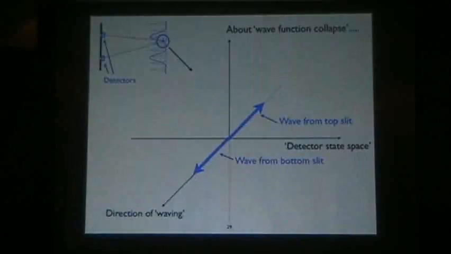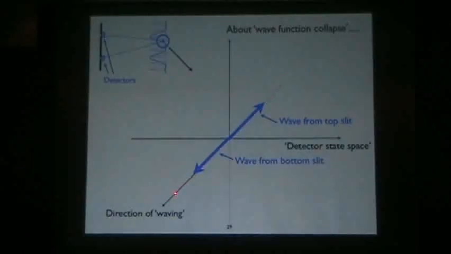Okay. I did want to say something about the wave function collapse and the act of detection. There's a sense in which we can understand how wave function collapse happens. To understand that, I drew this funny diagram. It's not even a proper description of what's going on, but it's a cartoon of it. And I'm limited by the fact that I can only draw in two dimensions, and a lot of pictures need more than that.